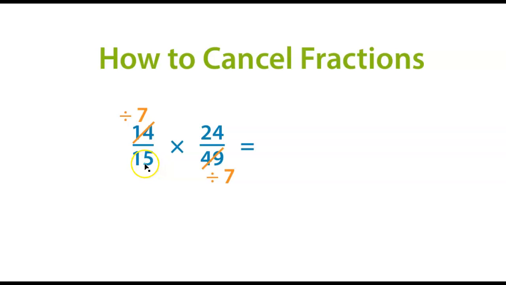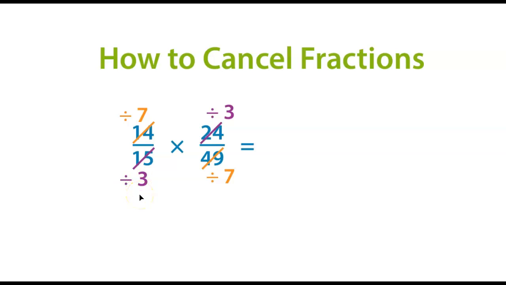But we're not going to divide 15 by 7, because that would be kind of silly. That's not going to work. We're not going to divide 24 by 7 because that is not helpful to us. We're going to divide this number by 7 and this number by 7. And at the same time, we can also do the dividing by 3. So we're going to divide the top by 3. We're going to divide the bottom by 3. We're going to do the same thing to the top and the bottom.